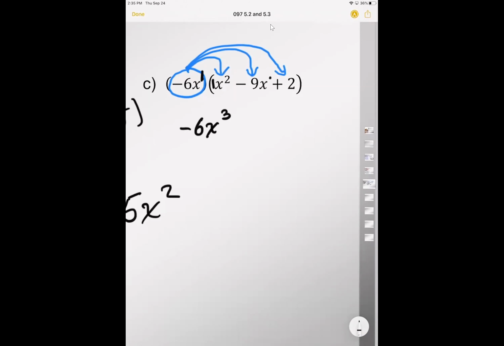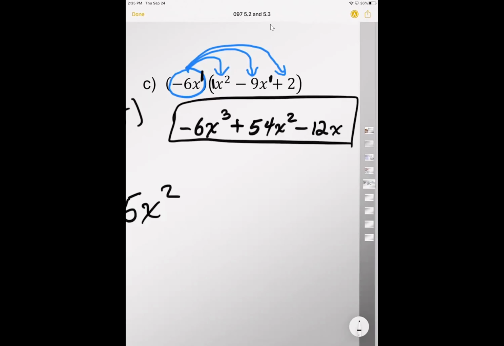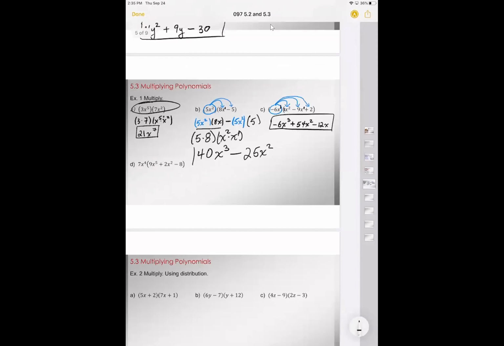And similarly, a negative times a negative will give me a positive. 6 times 9 gives me 54. An x to the 1 and x to the 1 will give me x to the second. And lastly, negative 6 times 2 gives me a negative 12. Bring down my x. And ladies and gentlemen, this is all that you can do. Why? Because there are no like terms. There are no like terms because x to the third, x to the second, and x are all unlike terms. And like I say, this will be a third degree trinomial.